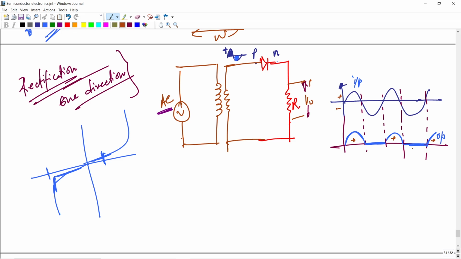That's why this is called a half wave rectifier. Only the positive part is there, the negative part is clipped. Rectification means one direction. The diode has a very good rectification property. So what is a full wave rectifier? If the diode has a rectification property in one direction, similarly there is a full wave rectifier, and the diode easily converts AC to DC.